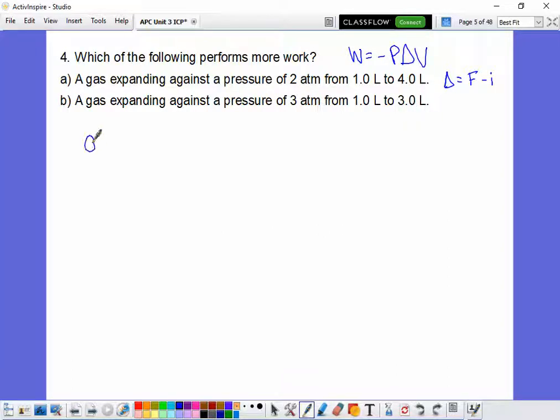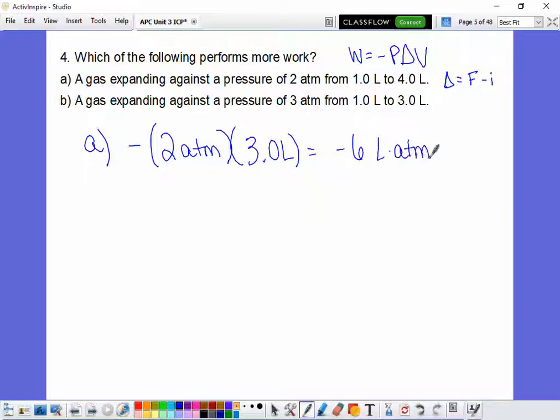Okay? So for A, negative, our pressure is 2 atmospheres. And our delta V, what's our change? Always final minus initial. What's 4 minus 1? 3. Yay, we can do mental math. Okay? And now, what is 2 times 3? 6, and then we're going to make it negative. Actually, sig figs, it's just negative 6. And I'm just going to leave that in liter times atmospheres. In a problem in just a couple, I'll show you how to convert that to joules.